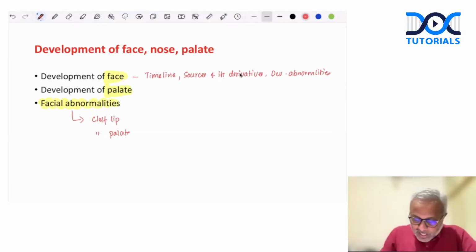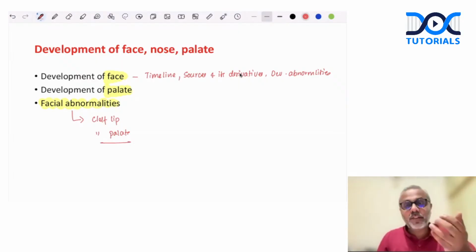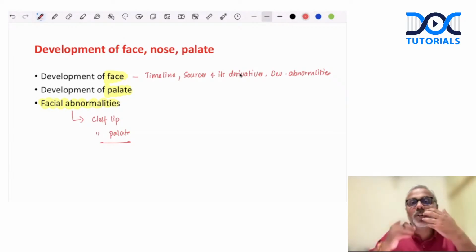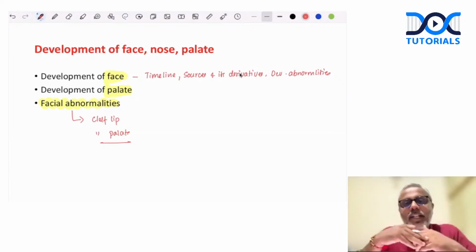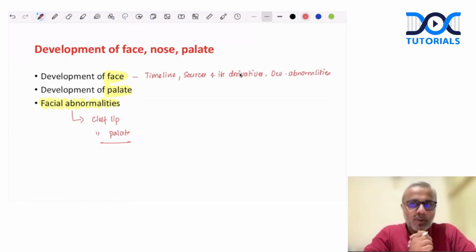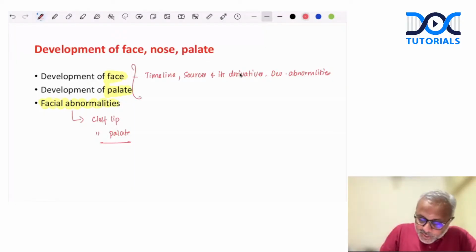Then cleft palate, what are the different types? What do we mean by complete cleft lip? What do we mean by unilateral cleft palate? What do we mean by complete cleft palate? What is the embryological basis behind this? This we must know. These two are also very commonly kept as embryology models.